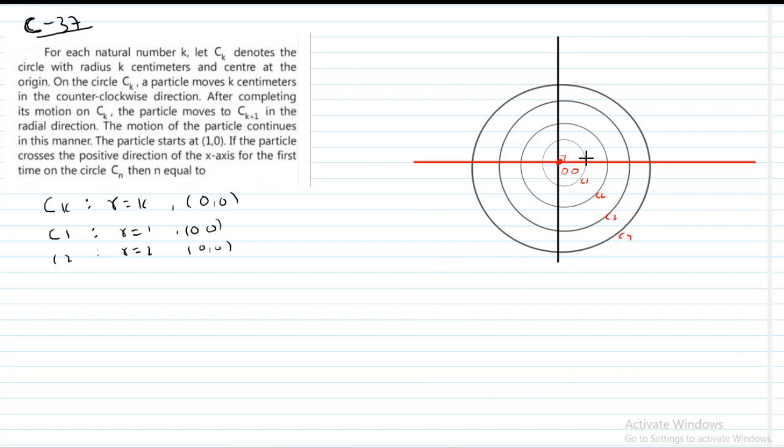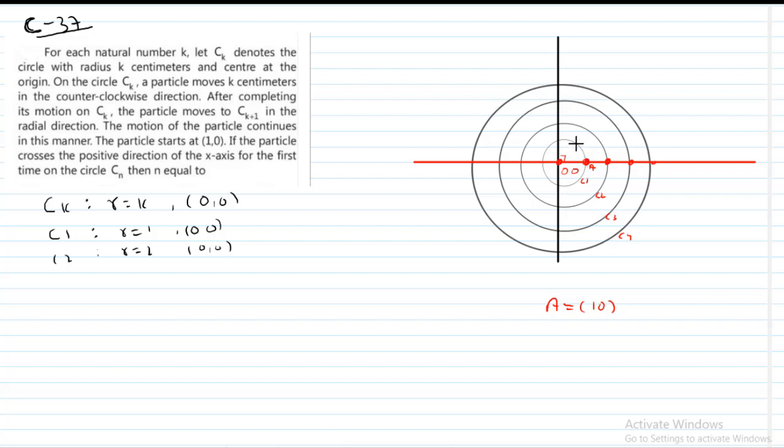So the coordinates of this point is 1, 0. The coordinates of this point is 2, 0. The coordinates of this point is 3, 0, 4, 0, and so on. So 1, 0 is the point A. Actually, the particle starts at that point only. The particle starts at 1, 0.